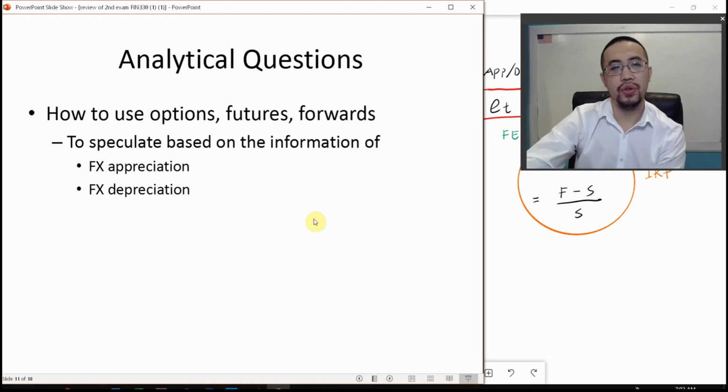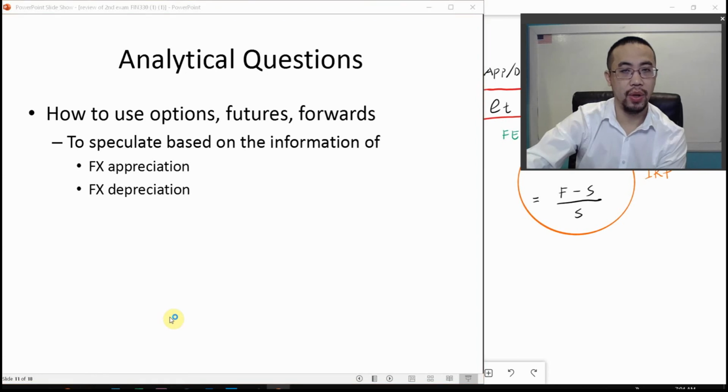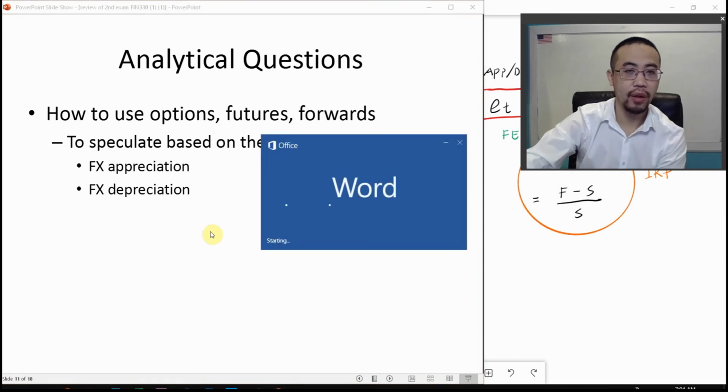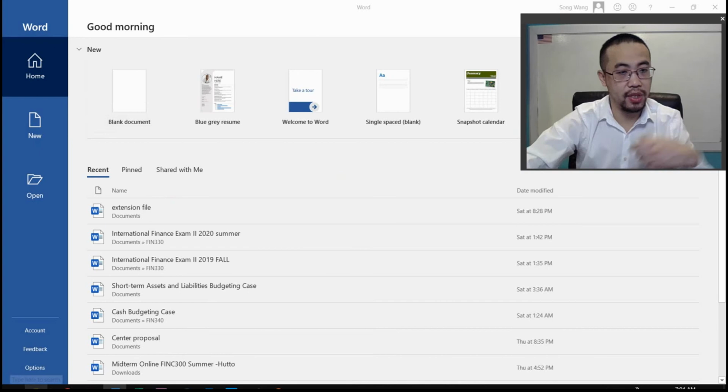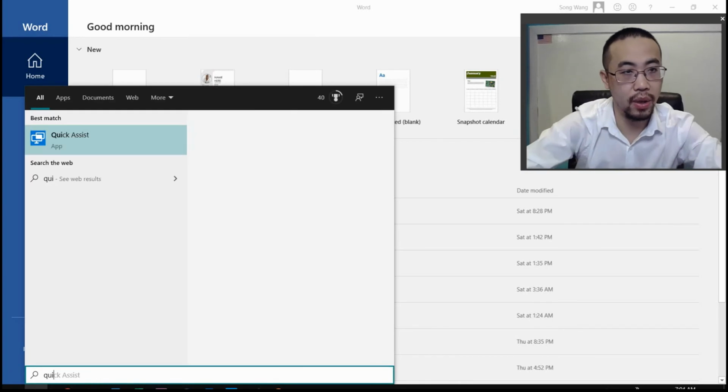And also, you should know what the goal of holding options or other derivatives like futures and forwards is. So basically, you are trading based on your expectation. If the currency is going to appreciate, then what should you do? If the currency is depreciating, what should you do? And you can check the quiz 6 we just did. So basically, you have this quiz 6. Let me just open it up briefly.